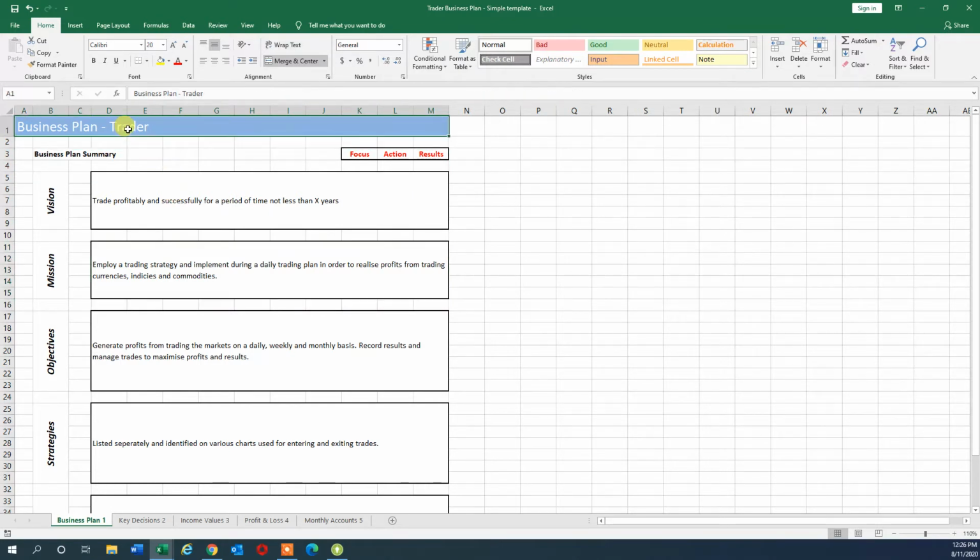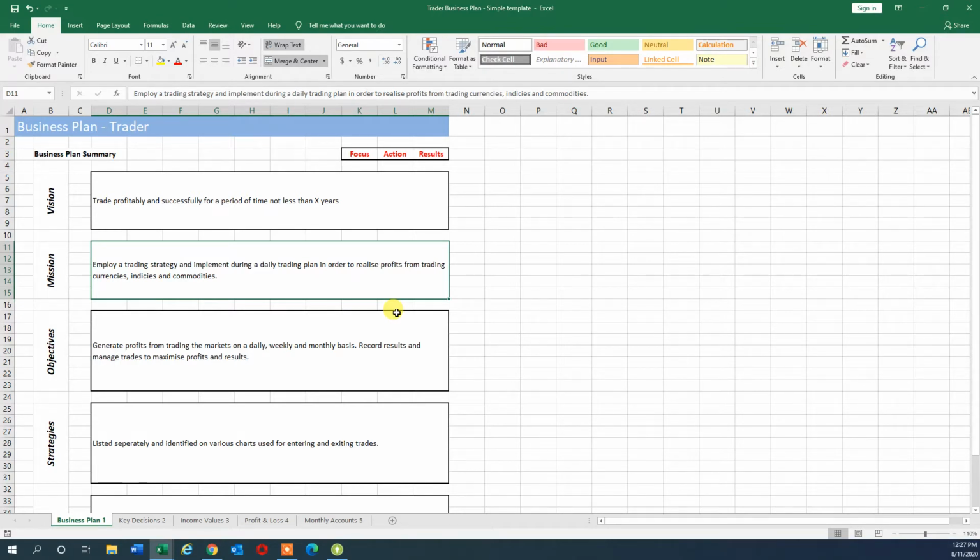You edit here and your business plan is fine, but edit "trader" to put your name in there. The vision: you'll trade profitably and successfully for a period of not less than X years. How long are you going to put into this to make yourself sensibly wealthy? And remember, we already have a webinar on the Gates system and the Gates challenge. You'll employ a trading strategy and implement it during a daily trading plan. You all already have one of those in place.